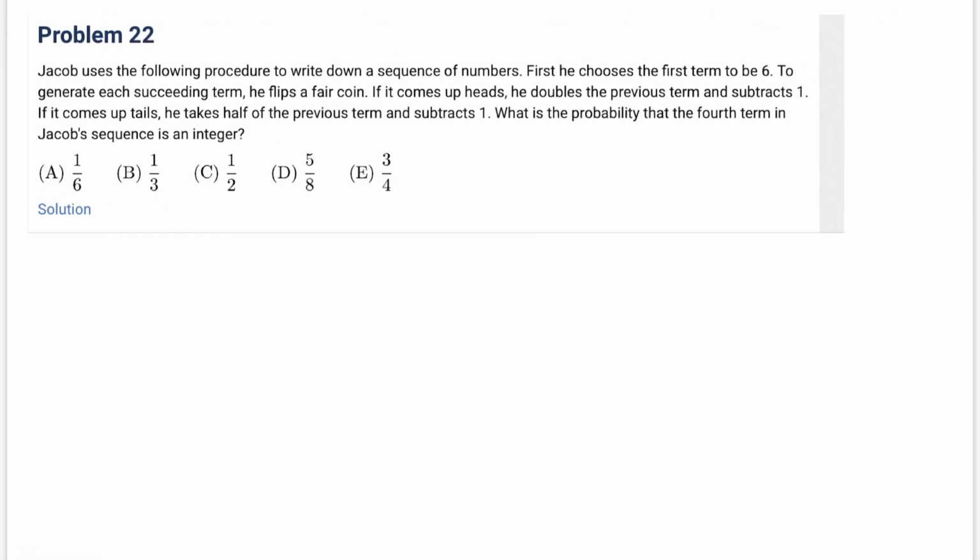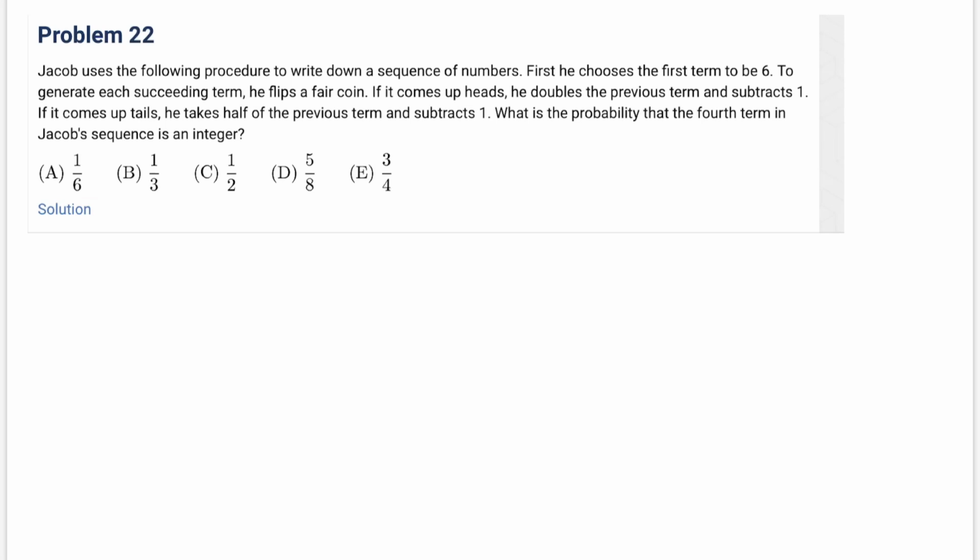Number 22. Jacob uses the following procedure to write down a sequence of numbers. First, he chooses the first term to be 6, and to generate each succeeding term, he flips a fair coin. If it comes up heads, he doubles the previous term and subtracts 1. If it comes up tails, he takes half of the previous term and subtracts 1. What is the probability that the fourth term in Jacob's sequence is an integer?